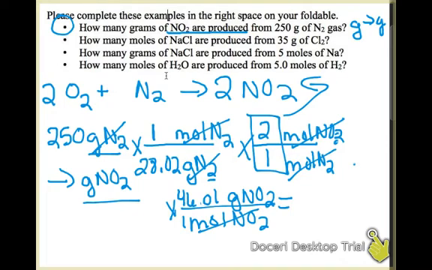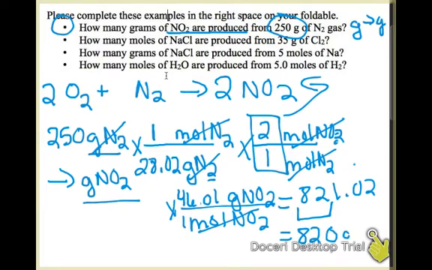So if I do 250 divided by 28.02 times 2 times 46.01, I get an answer of 821.02. But I need to check significant figures. 250, which is the only number given to me in the problem, has 2 significant figures, which means I can only keep 2. So I need to round this to 820 with my unit of grams NO2.